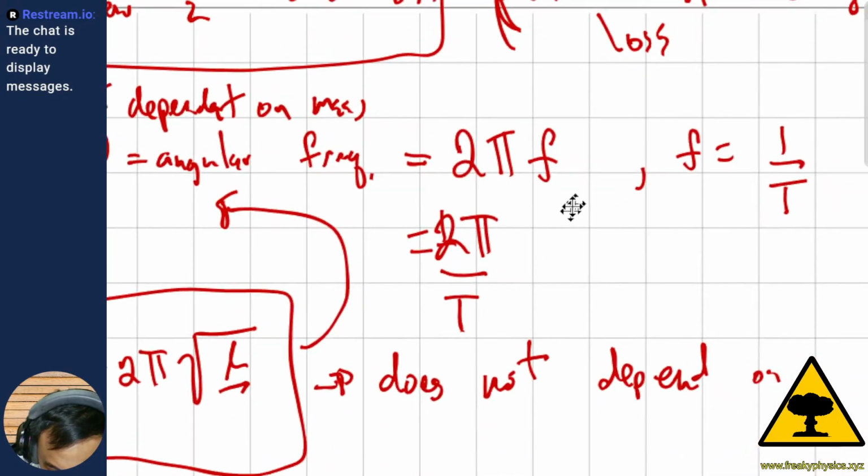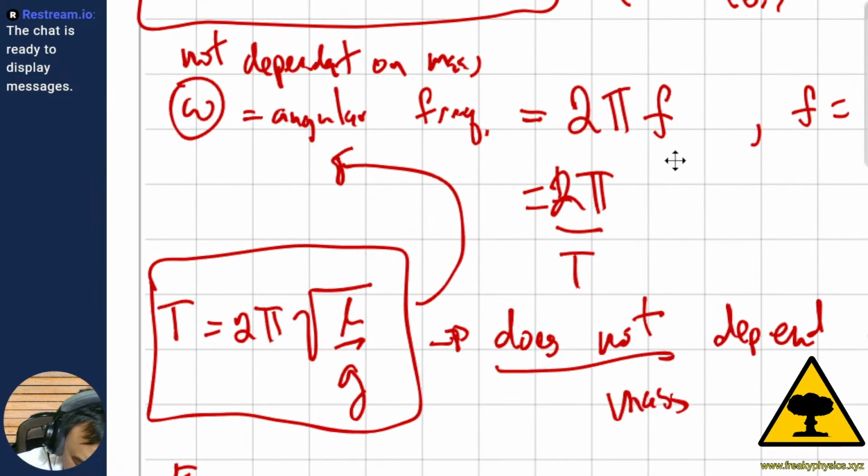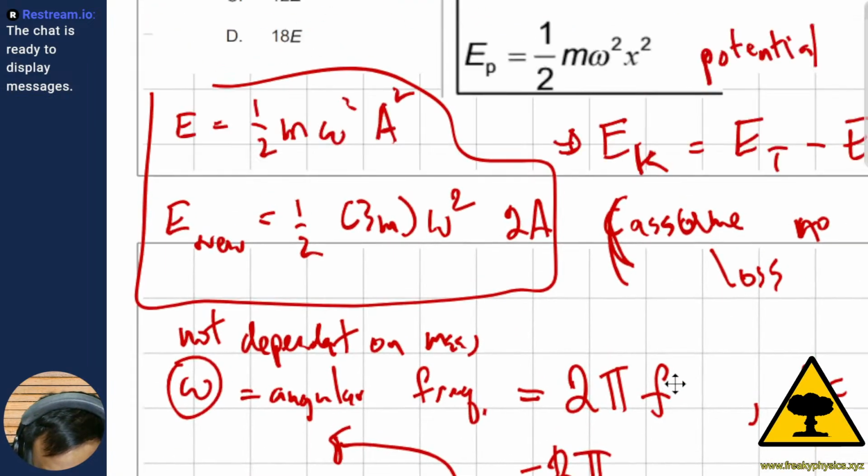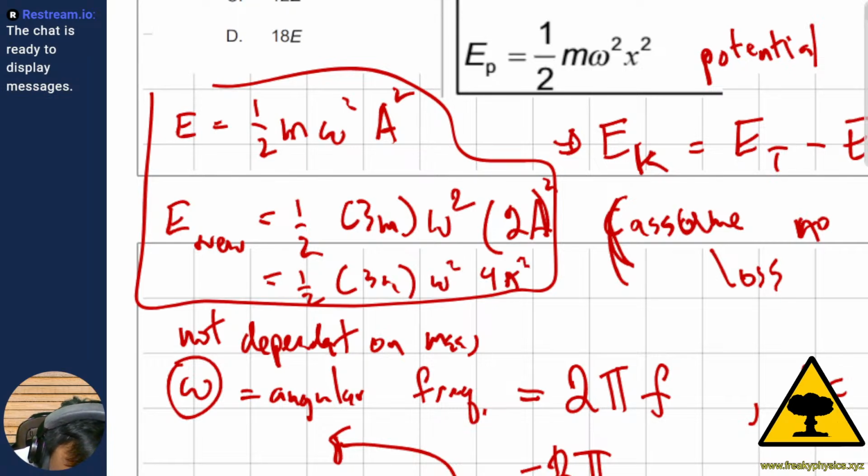1/2 times 6m omega squared A, all over 1/2 times m omega squared A. Oops, hold on. I think I missed something. It should be A squared, right? So this should be squared here. So that's going to become 4. So I'll just write that as 1/2 times 3m omega squared times 4a squared. There we go.